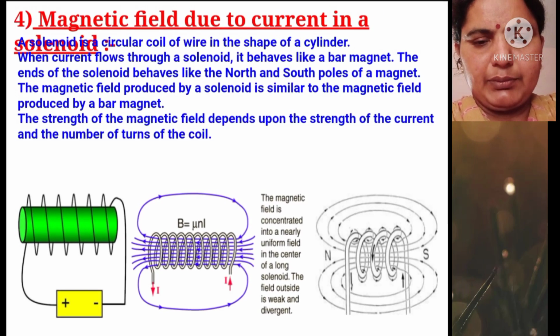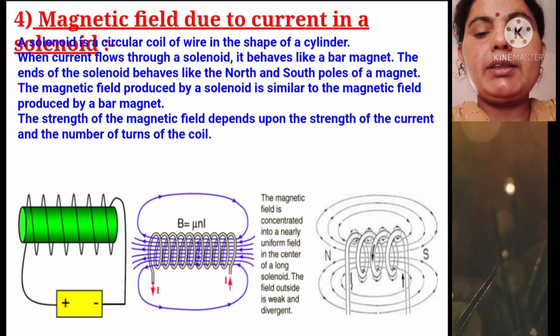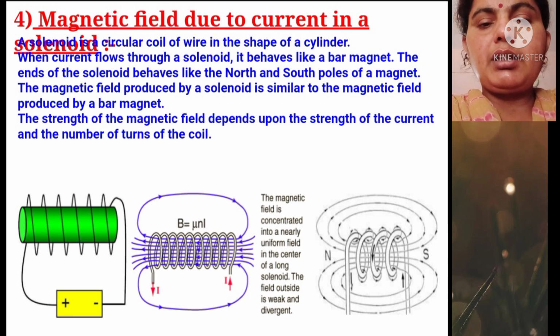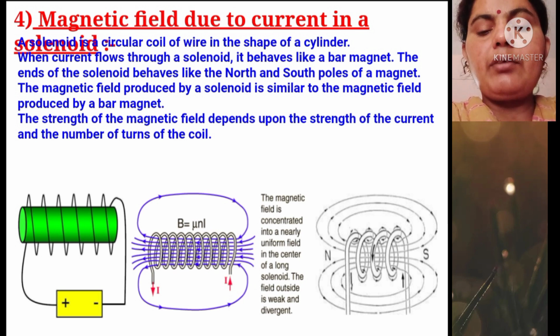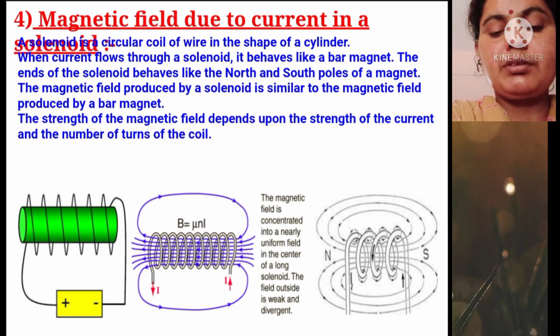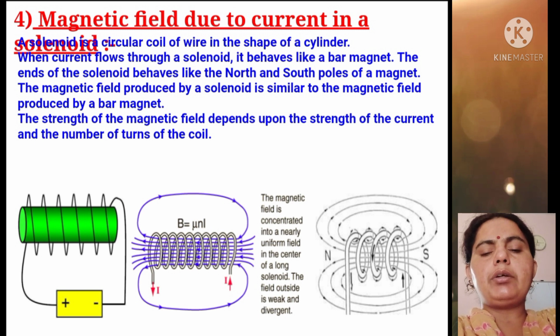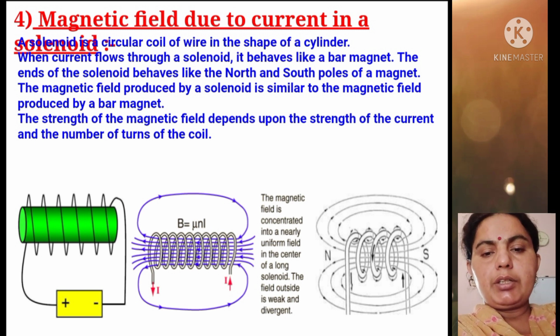Now the magnetic field due to the current in a solenoid. When a circular coil of wire is shaped like a cylinder and current flows through it, the solenoid behaves like a bar magnet. The ends of the solenoid behave like the north and south poles of a magnet. The magnetic field produced by a solenoid is similar to the magnetic field produced by a bar magnet.